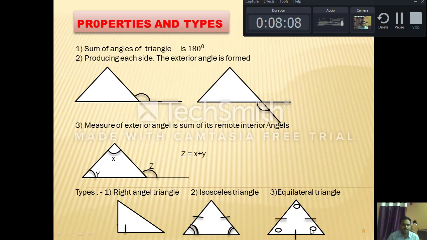Then types. There are three main types of triangle. First, right angled triangle. It is defined as a triangle in which one of the angles is a right angle. Second, isosceles triangle. A triangle whose any two sides are congruent to each other is called an isosceles triangle. And third one is equilateral triangle. A triangle whose all sides are equal or congruent is called an equilateral triangle.